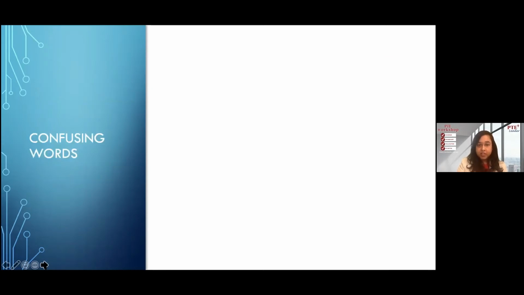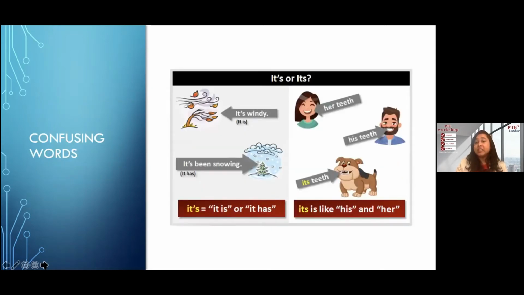All right, let's talk about some confusing words like it's or its. Now, this can be very confusing. If you write it's with an apostrophe, it means it is or it has. But without any apostrophe, its means someone's belonging, like its teeth, its bark. So if you want to refer to something belonging to it, you say its. You never write it's without an apostrophe to mean it is or it has.